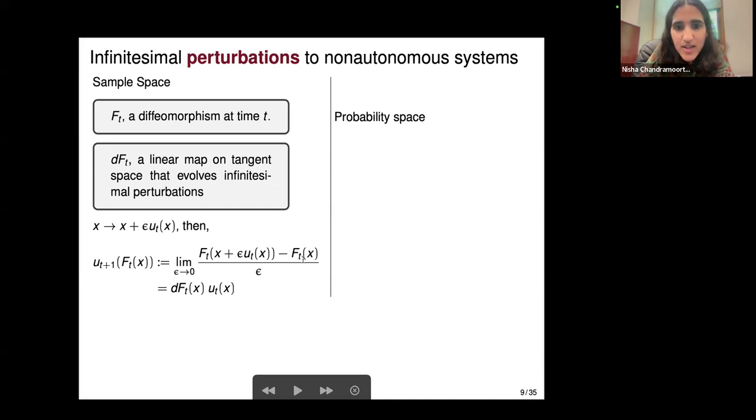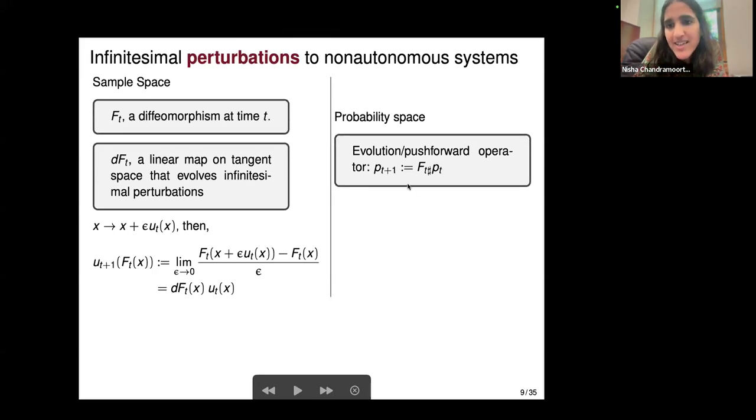That is, if you consider starting at x or starting at some x plus some perturbed value, if you perturb x in the direction of the vector field ut, then if you apply now ft, the vector field ut now becomes a new vector field, ut plus 1. That tells you how after one step, the state has moved in the direction of ut plus 1 in the limit of infinitesimal perturbations. Okay, so this is just tangent linear dynamics, which many of you may be familiar with.